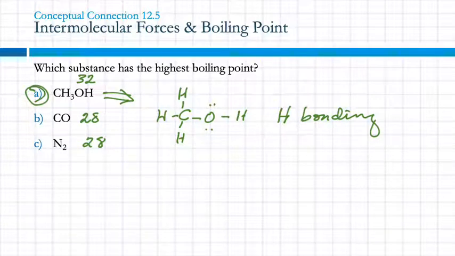Which would have the lowest boiling point? Nitrogen, because this one's nonpolar. This only has dispersion forces. This is a polar molecule, so it has dipole-dipole forces. So this would have a lower boiling point than carbon monoxide.